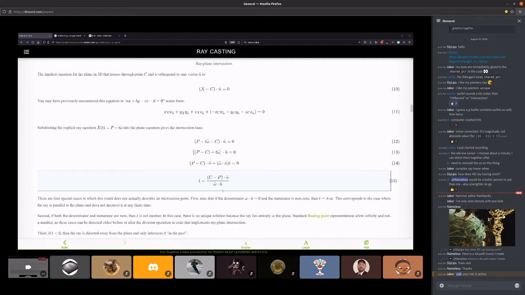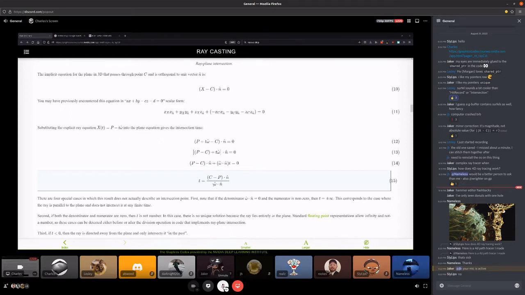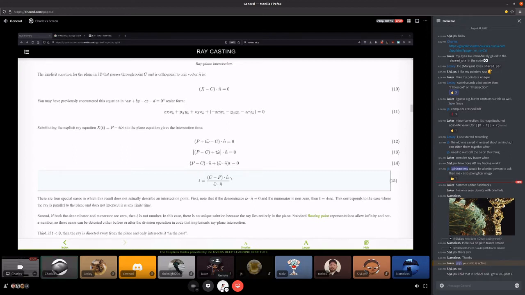Can you cancel the normals? I guess you can't cancel the normals out. You can't because it's a dot product. Right, right. So this produces a scalar, and so it's scalar division. Yeah, that makes sense. It's been a long time since I've done vector algebra properly.